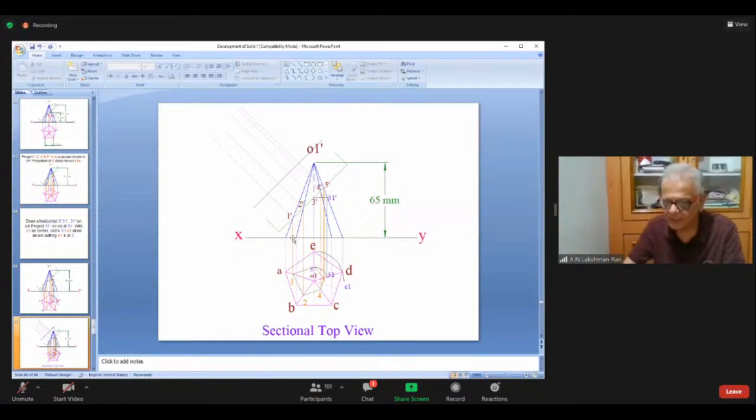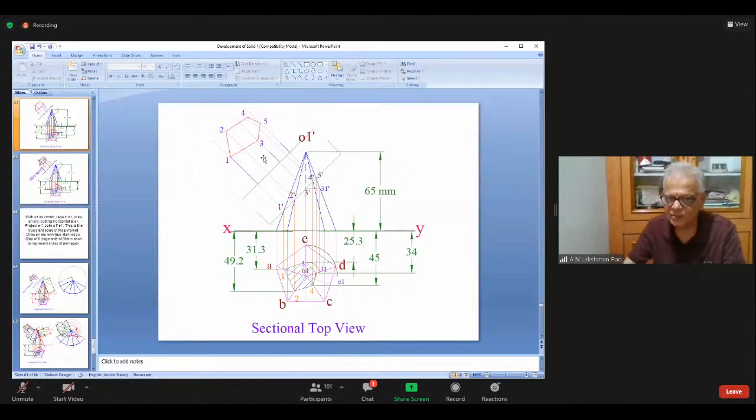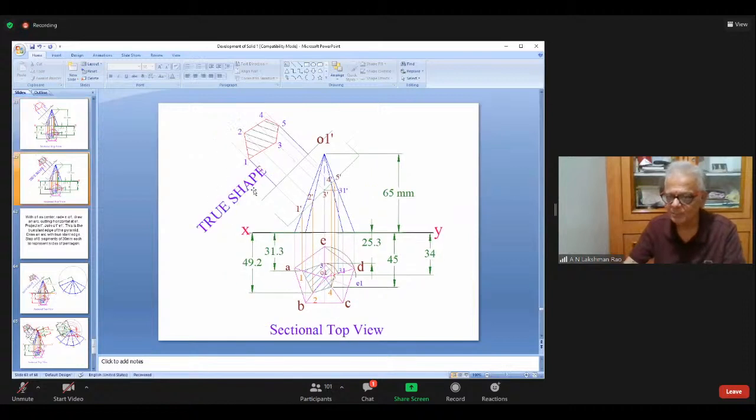Using a compass, keep your compass here, take this radius. Put it here, cut off that mark. Like that you mark everything. Take this radius, put your compass here, cut off, draw an arc. Like that you mark all the points. Join all the points, you get the true shape.